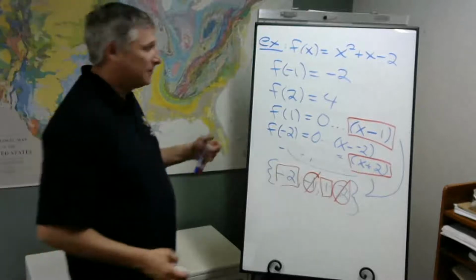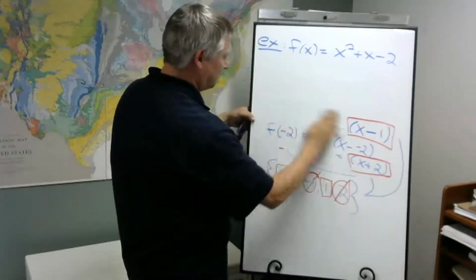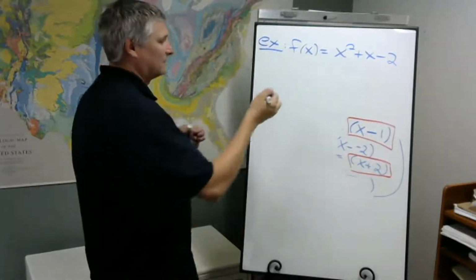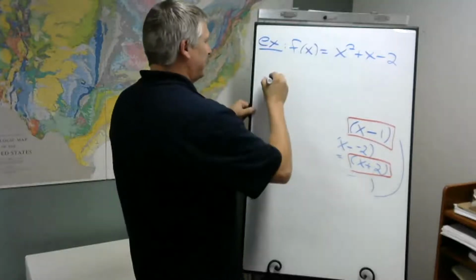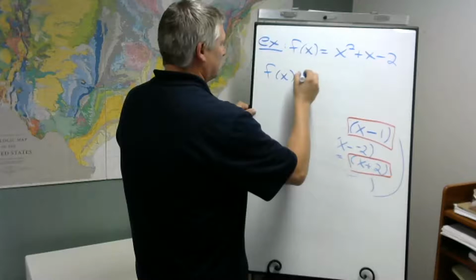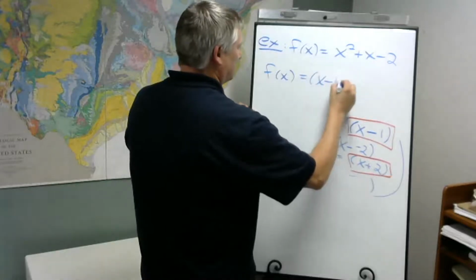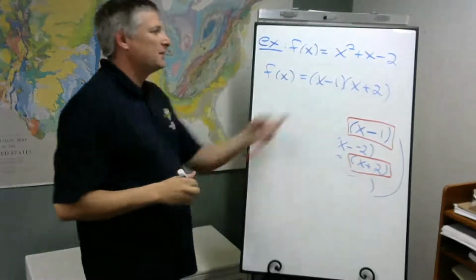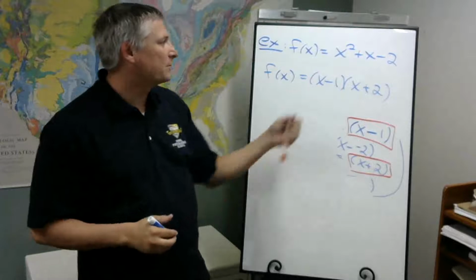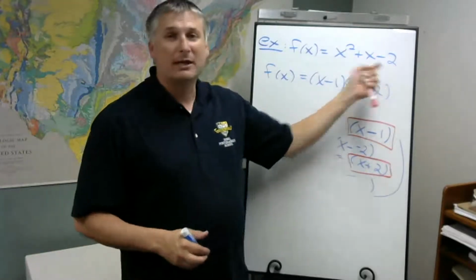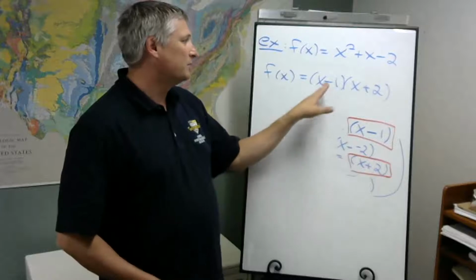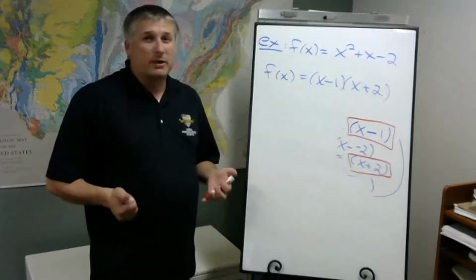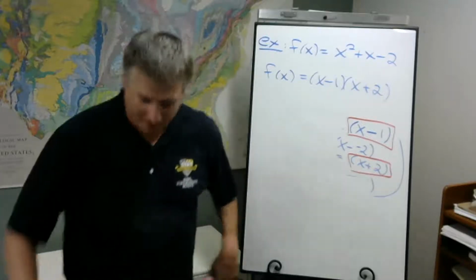Now, what this says is this. And you can verify this, but this means f of x is going to be equal to x minus 1 times x plus 2, which we can verify using the guess and check method. What two numbers add up to positive 1 but multiply to negative 2? Well, negative 1 and positive 2. So that's one way we can apply this. Let's take a look at another example.